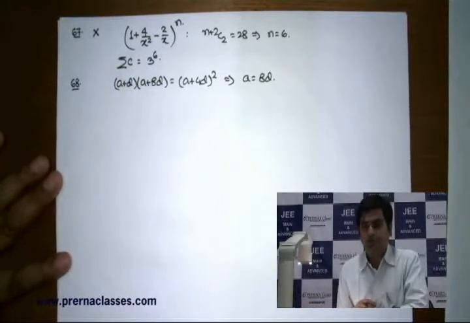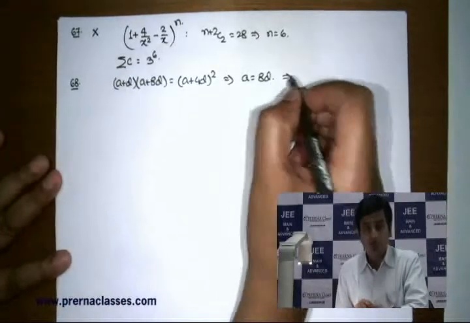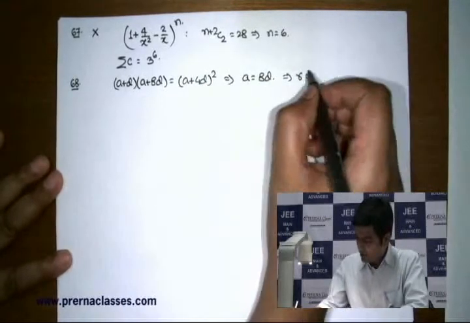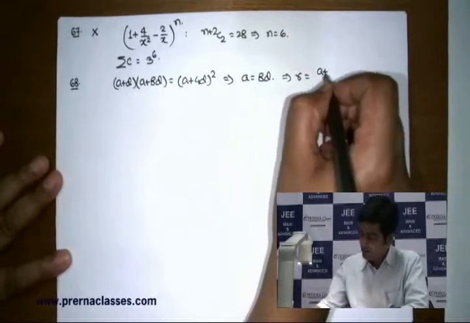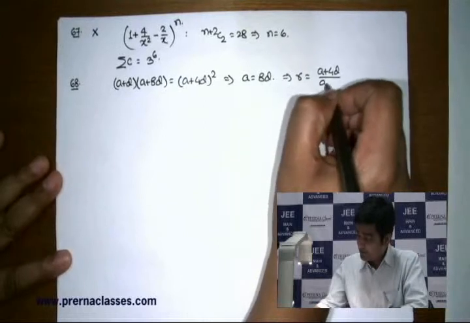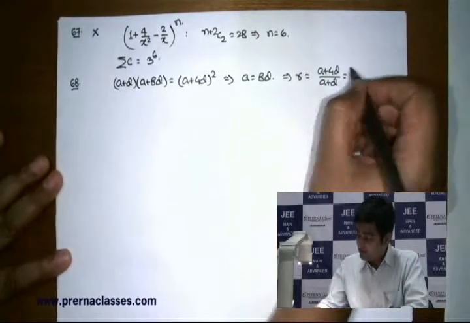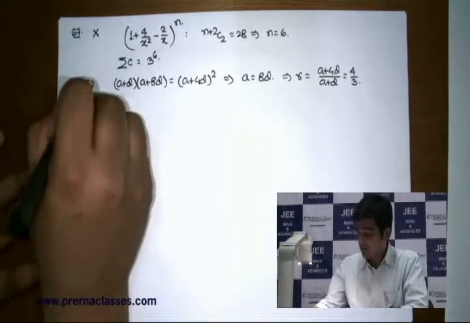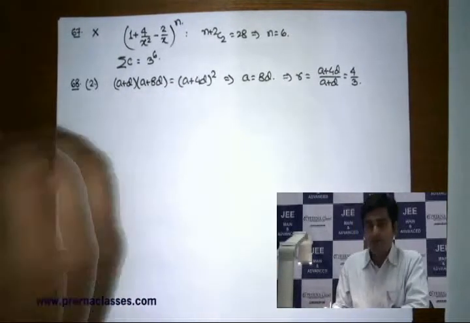I am ruling out the possibility that D is 0 because it's given a non-constant AP, corresponding to which, if you look at the common ratio value, that is nothing else but (A plus 4D) by (A plus D), it is going to make sure that the answer is 4 by 3, which is nothing else but option 2.